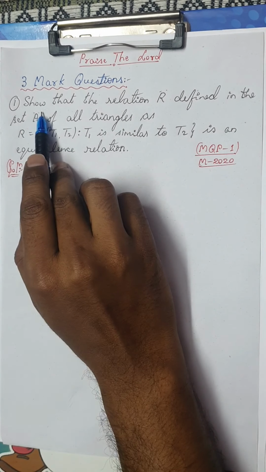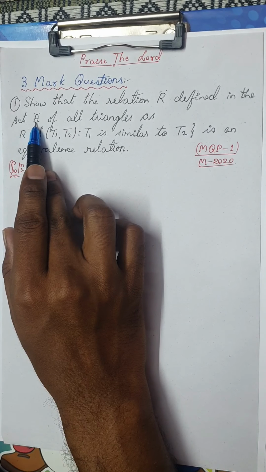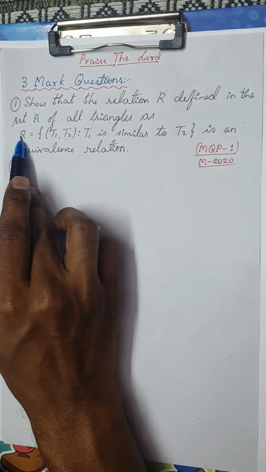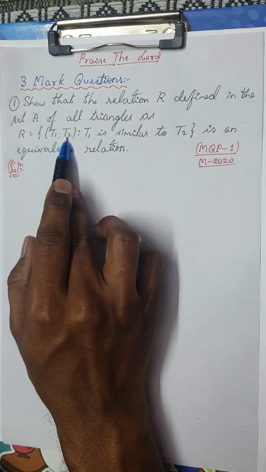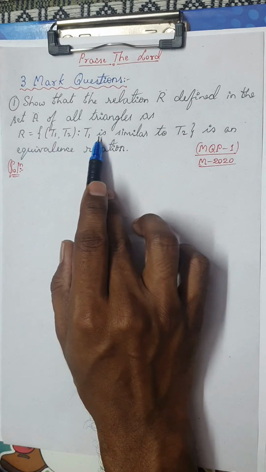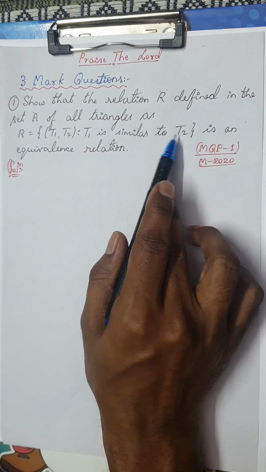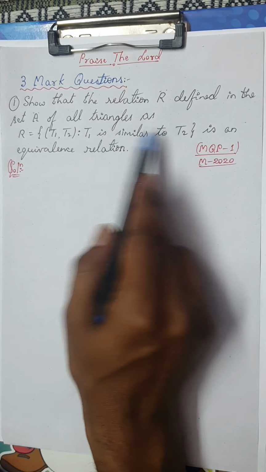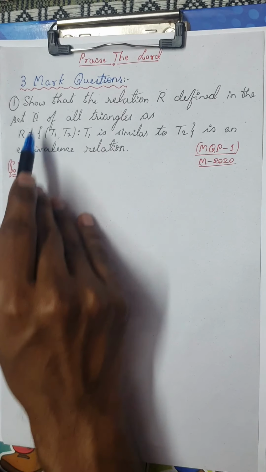So the first question we have for the day is, show that the relation R defined in the set A. What is the set here? Set of all triangles. Now the relation is defined as (T1, T2), so 2 triangles I'm considering as an ordered pair, and the relation is conditioned as follows: T1 is similar to T2. It means if you take an ordered pair of 2 triangles, the condition is that T1 and T2 are similar. So this is the relation. I have to show that it is an equivalence relation.